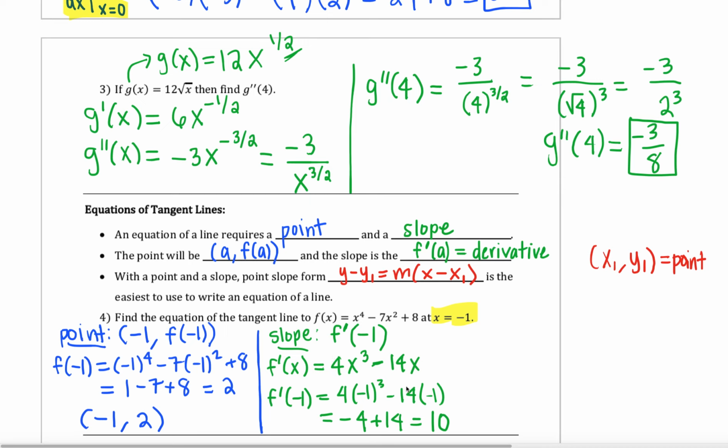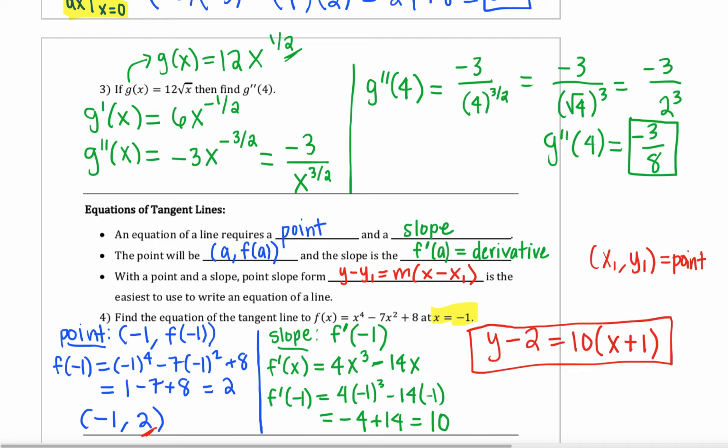Now that we have both our point and our slope, we can get that final point-slope form equation of our line, which would be y minus our y1 value, which is 2. That's our f of negative 1 that we found over here, equals our slope, which is 10, times x minus our x1 value, which would be x minus negative 1. So we could simplify that to be x plus 1. And that right there would be our equation of our tangent line for this function at x equals negative 1.